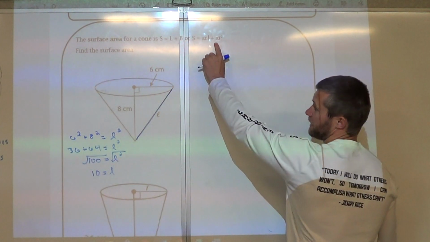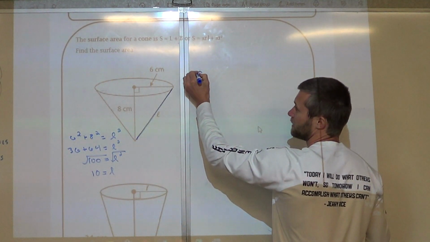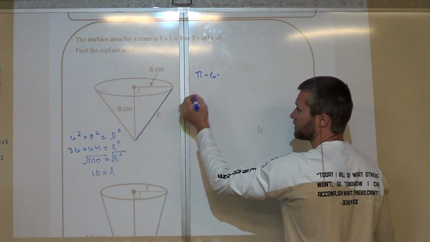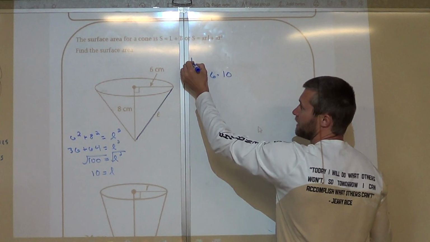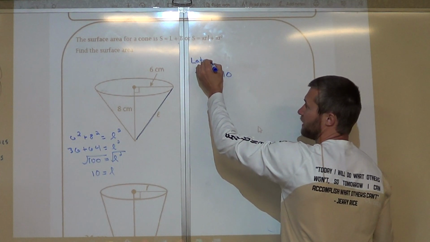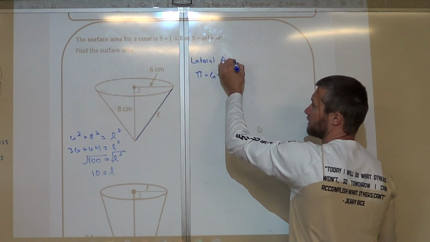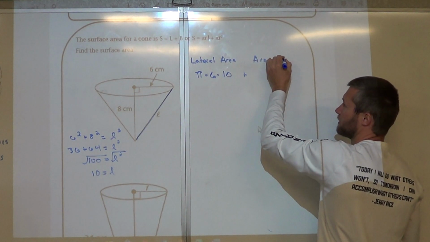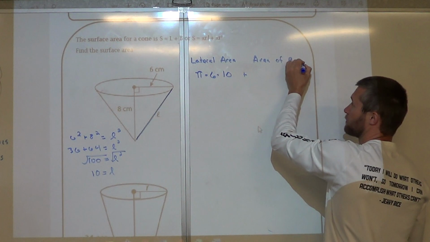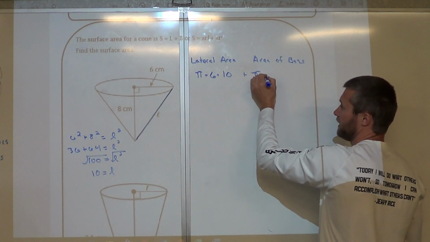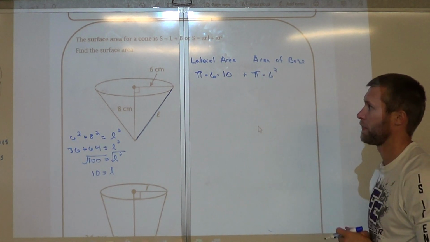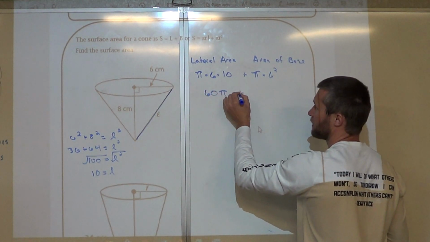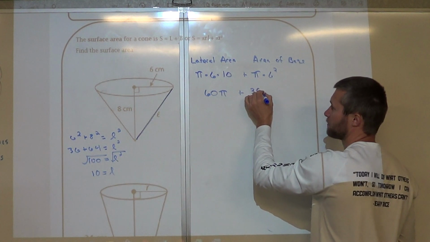So then, taking our equation, it's pi times your radius of 6 times your slant height we just found, 10. This right here is our lateral area, plus the area of our base, which is just pi times your radius of 6 squared. So 6 times 10 would be 60 pi, plus 6 squared would be 36 pi.